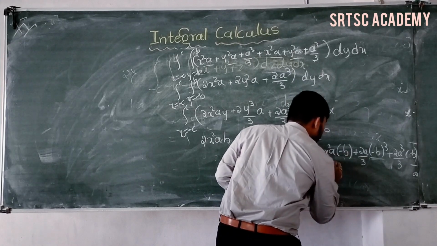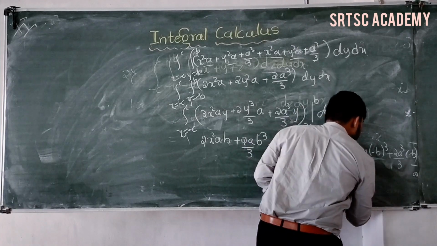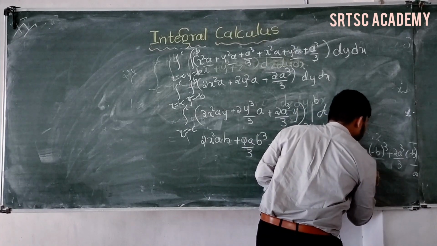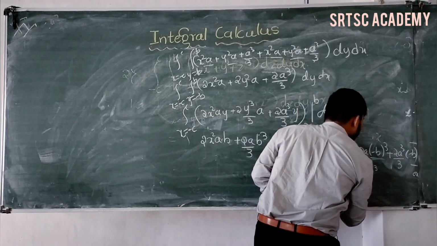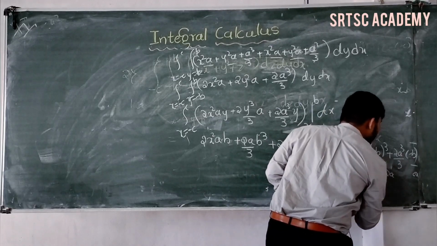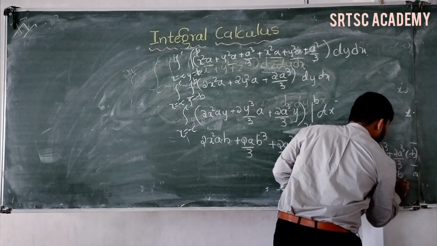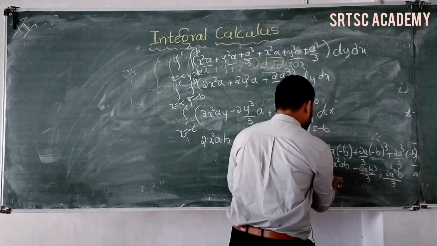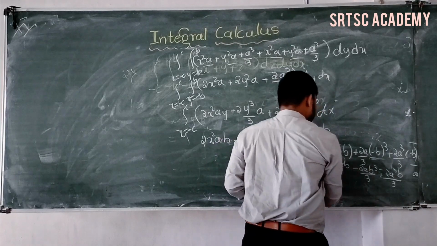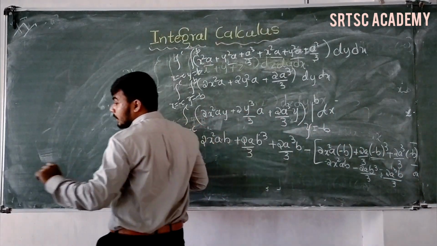It becomes what? Minus 2x²ab. This is minus 2ab³/3, right? Plus 2a³, sorry, minus, plus into minus, right, a³b/3. Here also minus into minus becomes plus, minus into minus plus, minus into minus plus. I will write the answer directly.